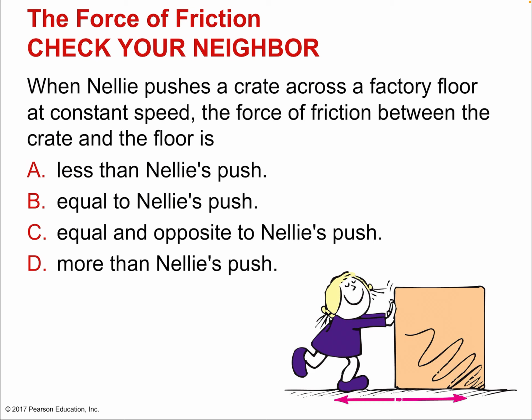When Nellie pushes a crate across a factory floor at constant speed, the force of friction between the crate and the floor is, well, is it less than Nellie's push? Is it equal to Nellie's push? Is it equal and opposite to Nellie's push? Or is it more than Nellie's push? So she's moving it at constant speed, right?